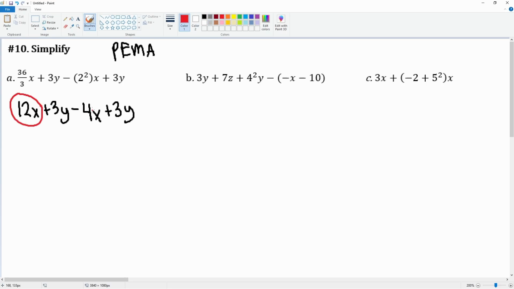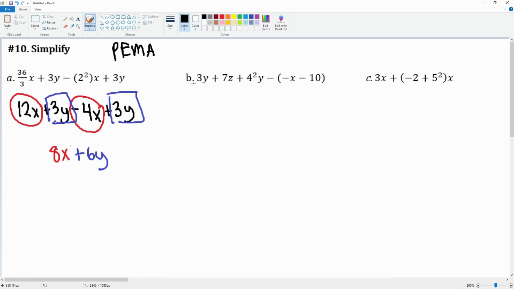I have the x and the x here, so 12x and negative 4x, that gets me 12x and negative 4x, that gets me 12x and negative 4x, that gets me 8x. Okay. Then here I have 3y and 3y, that becomes 6y. All right, there you go.